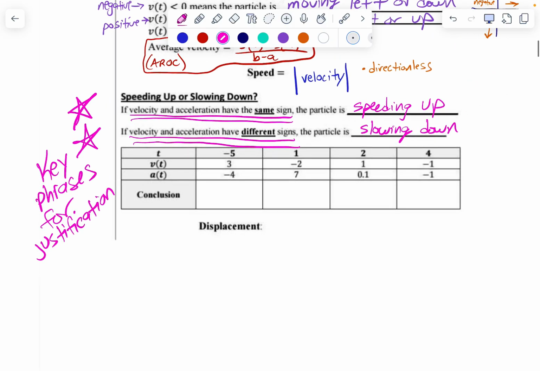So let's go through this table. What is the t equals negative 5? What does that mean? Yep. 5 seconds ago, maybe. Okay, and then velocity is 3, acceleration is -4. So is it speeding up or slowing down? Okay. If I said justify, what would you say? Velocity and acceleration. Yeah. At time t equals -5, the particle is slowing down because velocity and acceleration have different signs. Okay? How about the second one?